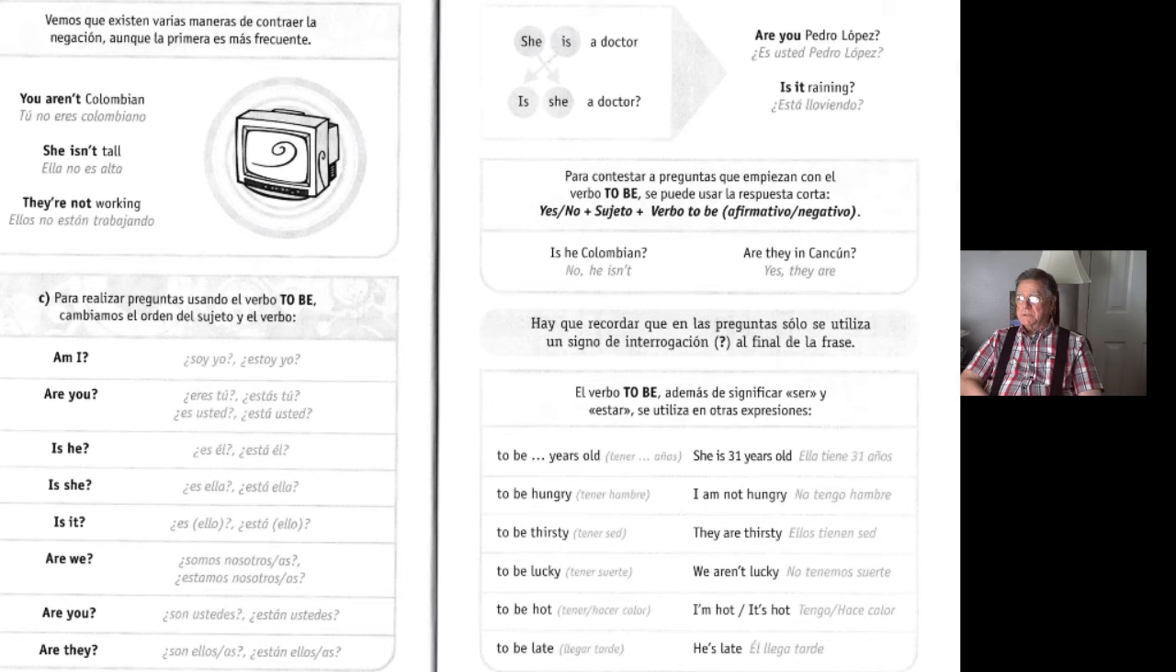And then we can say, are you Pedro Lopez? Oh no, no. Are you Bill Ponder? Yes, I'm Bill Ponder. Are you Sarita? Yes, I'm Sarita. Are you Magdalena? No, I'm not Magdalena.